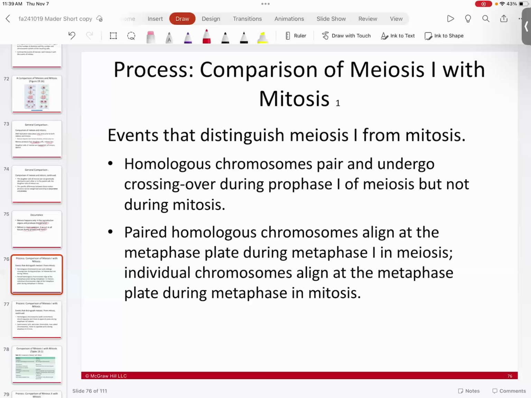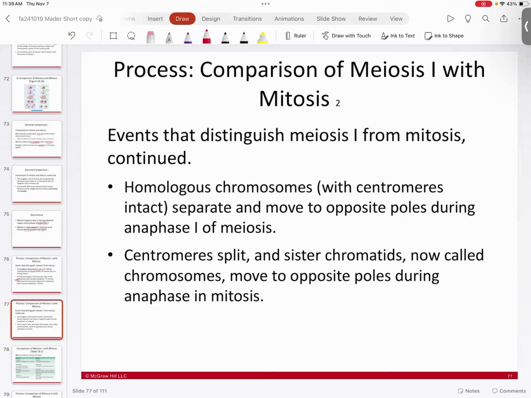Now, the homologous chromosomes will pair. That's one of the prophase 1 differences between meiosis and mitosis. And so they have alignment, that's synapsis. So this is basically talking about synapsis. That's also an event that happens that's unique to meiosis in prophase. Ultimately, they will move the homologs to each side as opposed to the sisters, which is in mitosis.